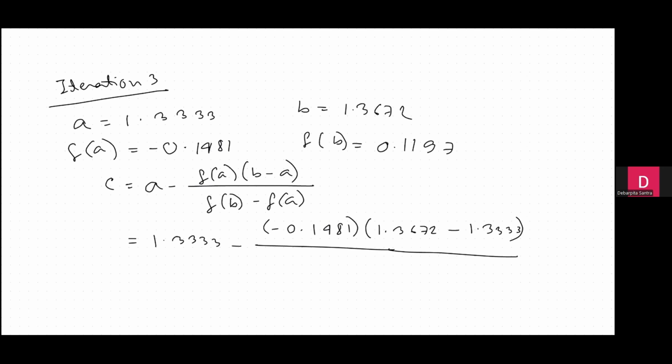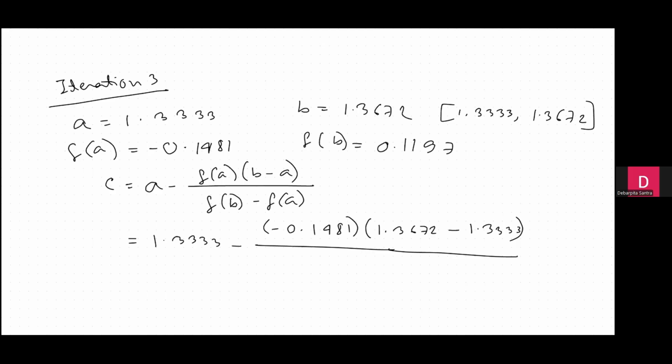Just one thing I have forgot to tell you. Just see that the interval is now AB, which is 1.3333, comma, 1.3672. So you see, initially the interval was 1, 2. Now it has got reduced, that is 1.3333, 1.3672. So see, the interval is getting narrowed down.